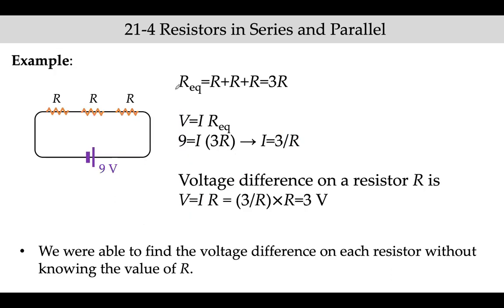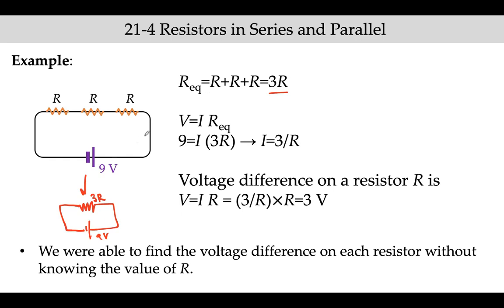Now, here's an example. Again, these resistors are connected in series. If you want to find the equivalent resistance, you would just add them up. So it will give you 3R. So that means this circuit is equal to this circuit. So there's this 9 volts battery, and it's connected to this equivalent resistance, which is 3R ohms.